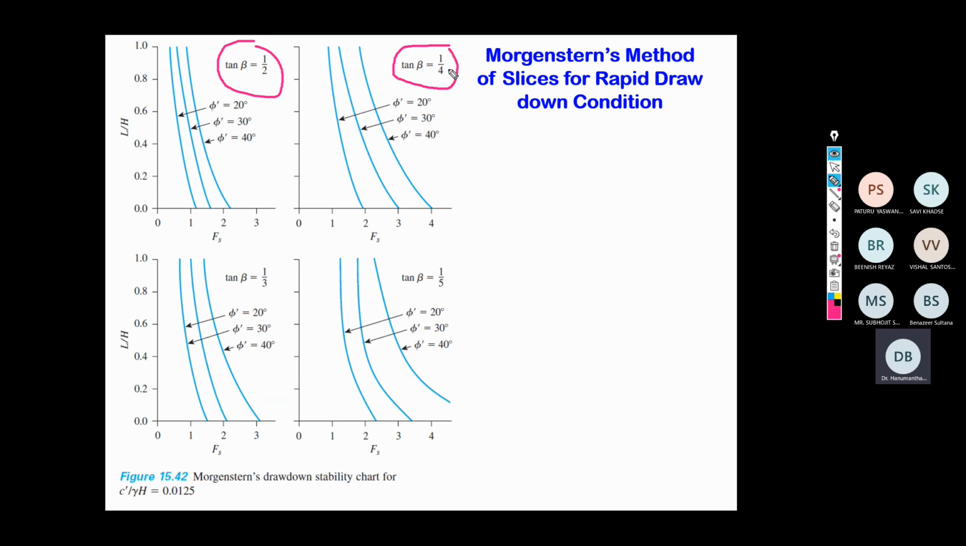and this is tan beta equal to 1 by 4, tan beta equal to 1 by 3, and tan beta equal to 1 by 5. So 1 by 2, 1 by 3, 1 by 4, and 1 by 5. All the 4 will refer to 4 different slope angles.